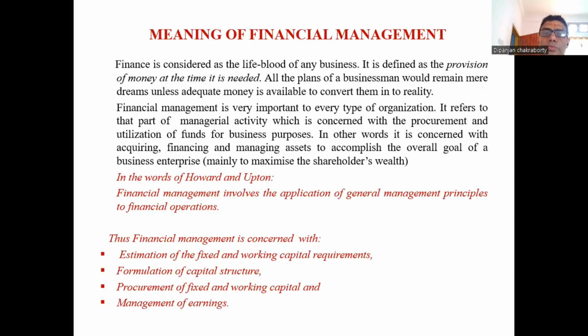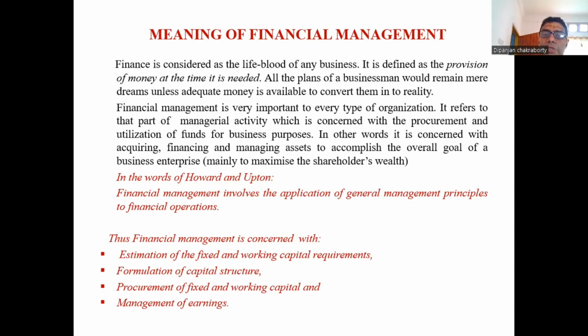Now, a very important part of financial management is the meaning of financial management. What is financial management? What do we mean by financial management? Finance is considered as the lifeblood of any business. It is defined as the provision of money at the time it is needed. All the plans of a businessman would remain mere dreams unless adequate money is available to convert them into reality. Because without finance, no business can run, no business can survive. Finance is utmost necessary for a business to grow, to survive.